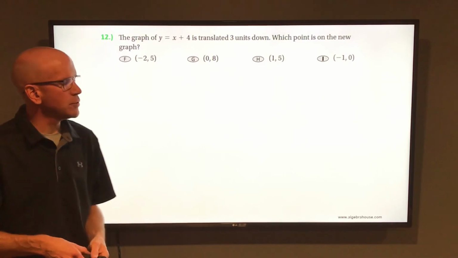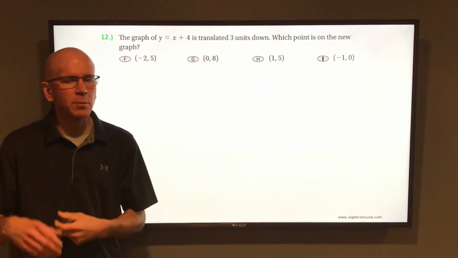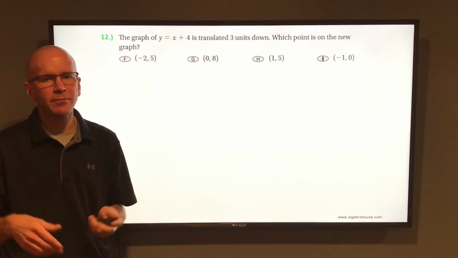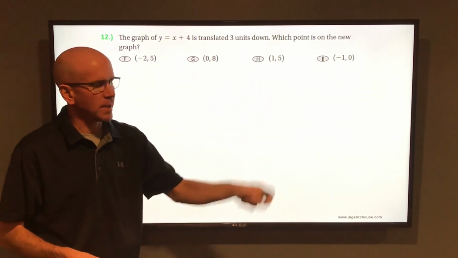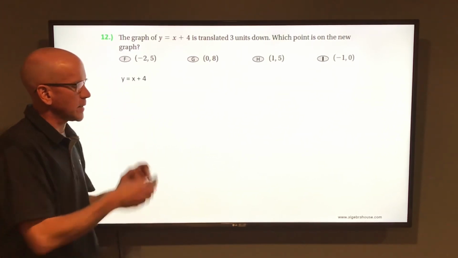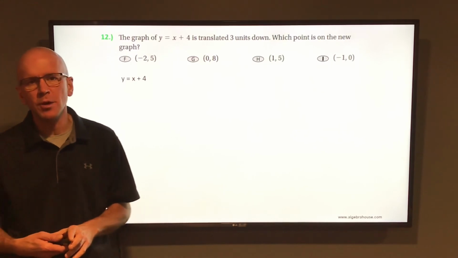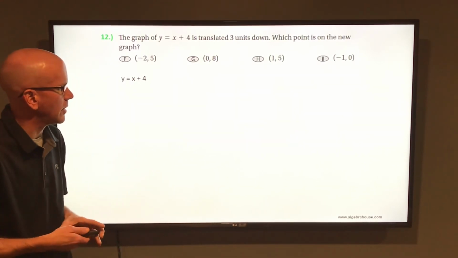The graph of y equals x plus 4 is translated 3 units down. Which point is on the new graph? Well, we can take that equation, y equals x plus 4, see what the new equation would be when you shift that down 3 units, and then decide which of these points lies on the graph of that new equation. So if you take that equation, y equals x plus 4, if you're to shift that down 3 units, remember, when you make a shift down 3 units, you're subtracting 3 from the value of y.